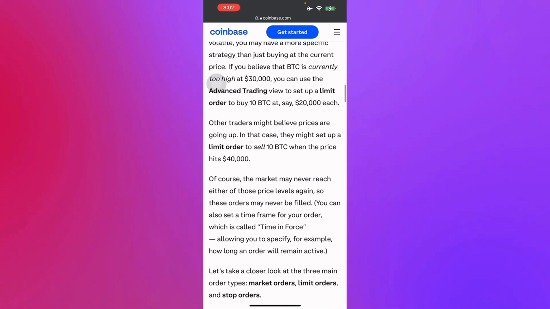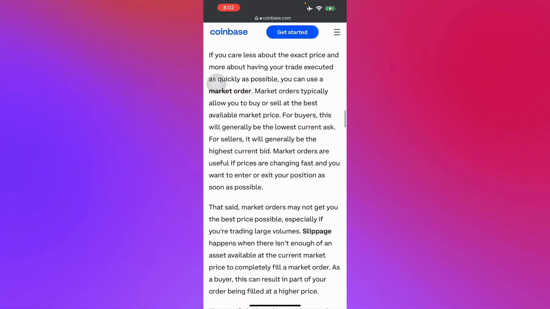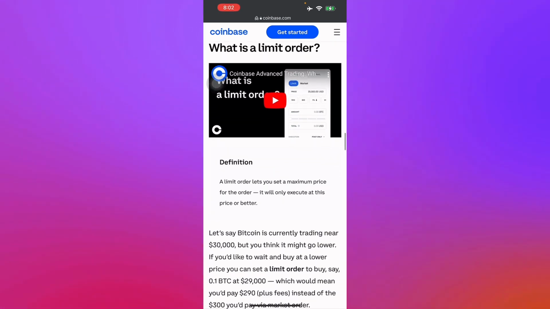Here they're going to explain the market order and its definitions, but let's skip to it since we are trying to learn what a limit order is. A limit order lets you set a maximum price for the order. It will only execute at this price or better.